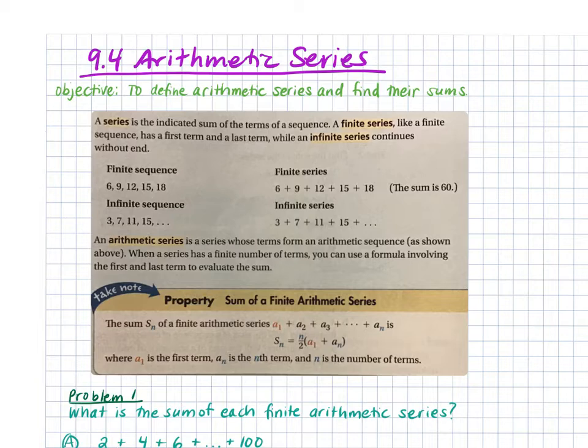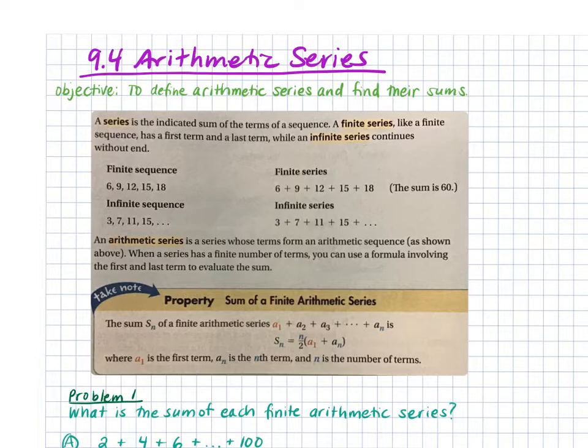A finite series, like a finite sequence, has a first term and then a last term, so it ends, it's finite. An infinite series continues to go on without end. So the sum of a finite sequence, this is a finite sequence, the series of that is the sum of the terms, right? 6 plus 9 plus 12 plus 15 plus 18 here. So the sum here is 60. An infinite sequence would just go on. That's what these dots mean. An infinite series would just go on as well.